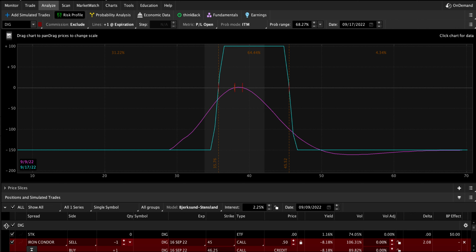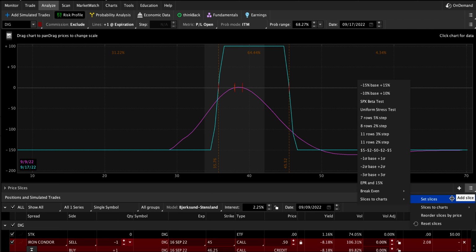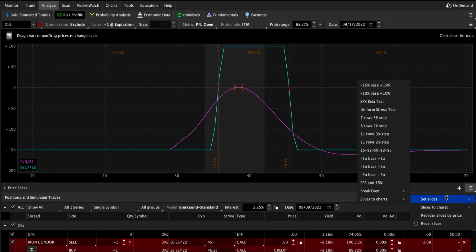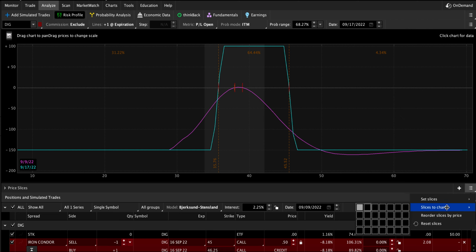So what do you do next? Now that you know what your break even points are, you want to add those. You come down here, and you can even tell it to automatically do that for you. You click here, set slices to break even for the expiration date, which is 9/17, and it sets it automatically for you. Next, click that again, go to slices to chart, and click the chart.